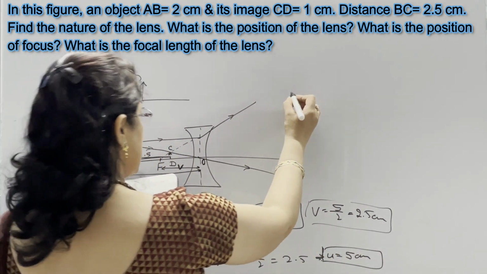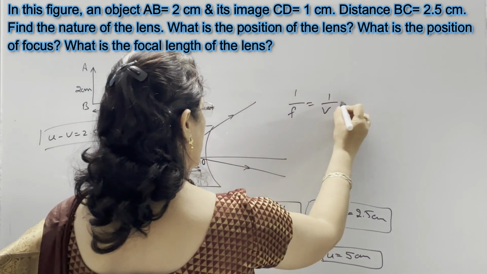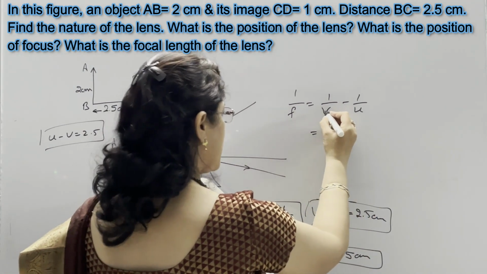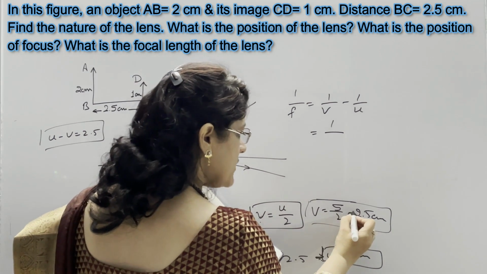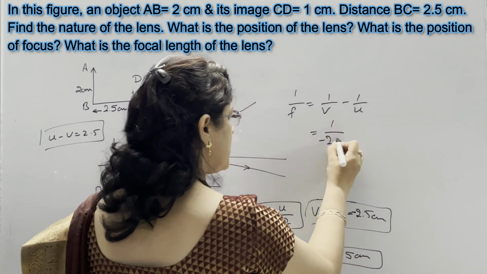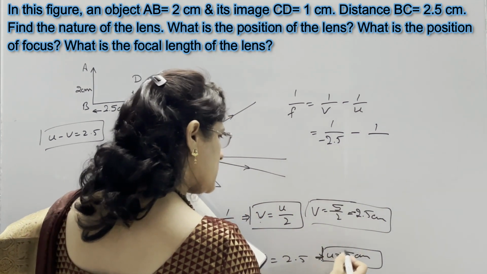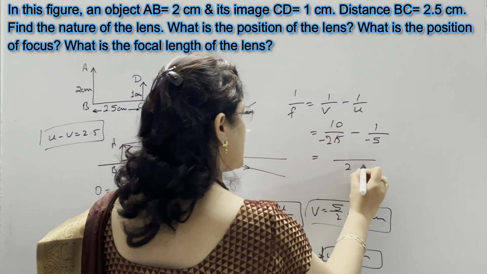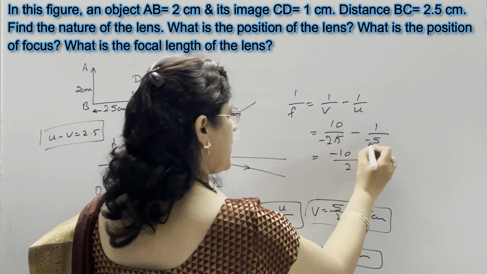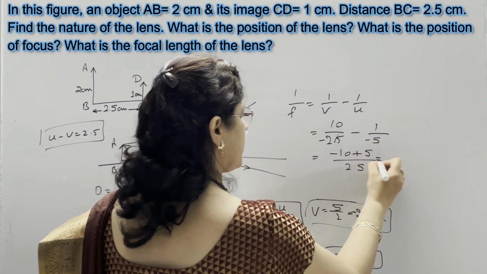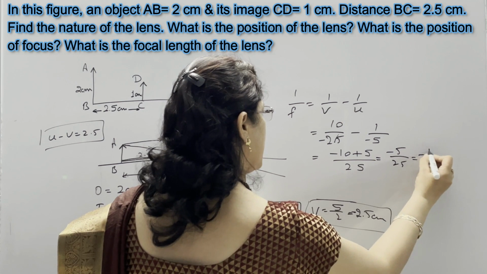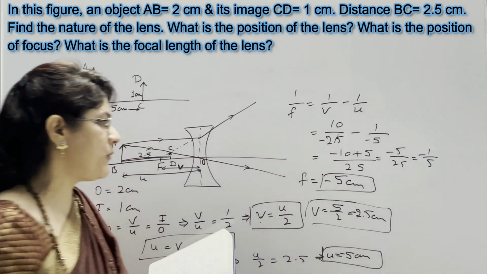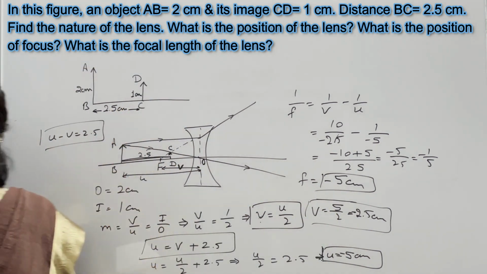So we can use the lens formula. 1 upon F is equal to 1 upon V minus 1 upon U. Now the value of V in case of concave lens is negative. Value of V is minus 2.5 centimeter. So 1 upon minus 2.5 minus 1 upon U, U is also negative, minus 5. So we can cancel the decimal here. This is 10 upon 25. LCM is 25. Value comes out to be minus 10, and then minus minus plus, it means 5, so minus 5 upon 25, which is minus 1 upon 5. So focal length is equal to minus 5 centimeter in case of this concave lens. Focal length is 5 centimeter.